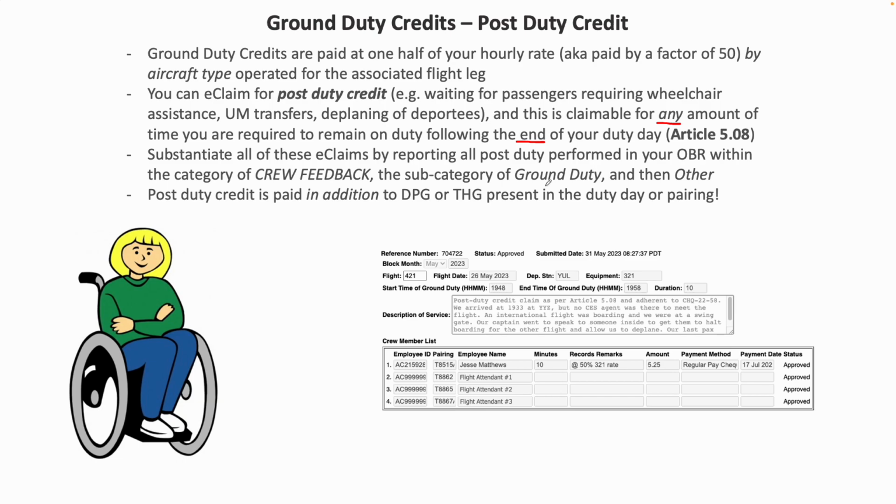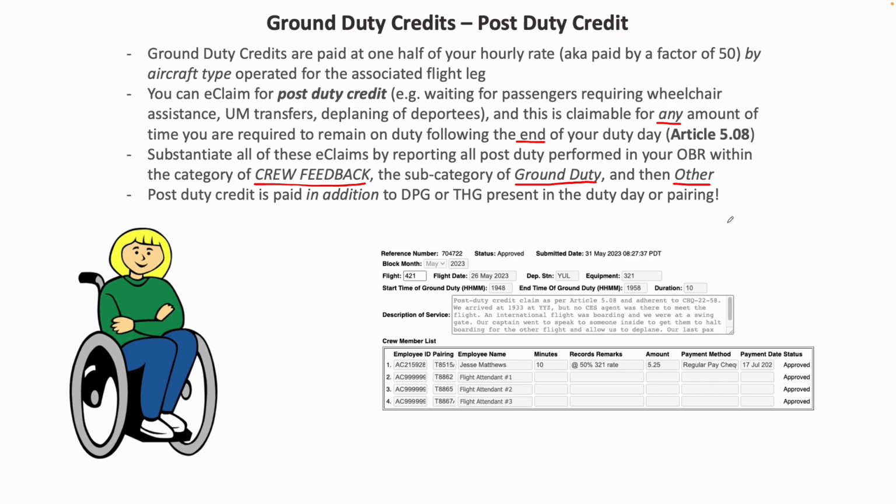Just the same as with ground service to passengers, you need to substantiate this type of e-claim within your OBR. Again, it would be in the category of crew feedback, the subcategory of ground duty, and then the most applicable category to use is other, and that's because post-duty credit, there was only recent arbitration as far as the way that this is to be paid, so we don't actually have a dedicated category for post-duty credit just yet within our OBRs.